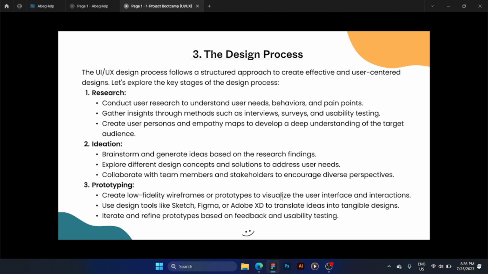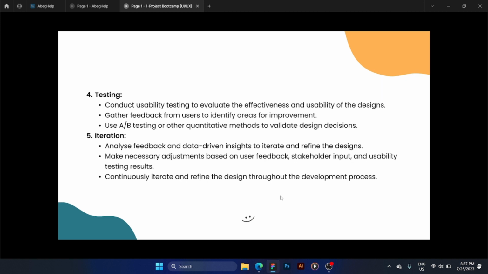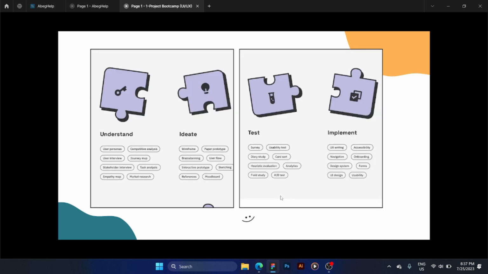So the first one is what? Research. The second is what? Ideation. The third one is what? Prototyping. The fourth is what? Testing. The fifth is what? Iteration. Very good. So yeah, it's a visual explanation of what I just finished saying now.